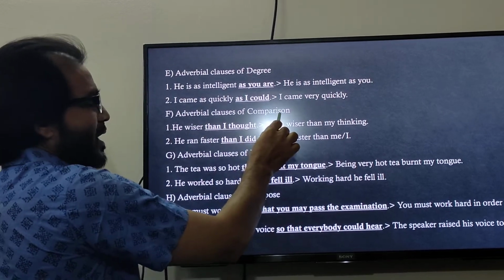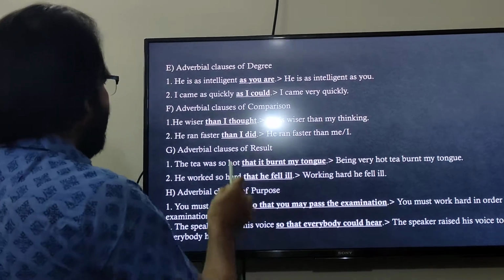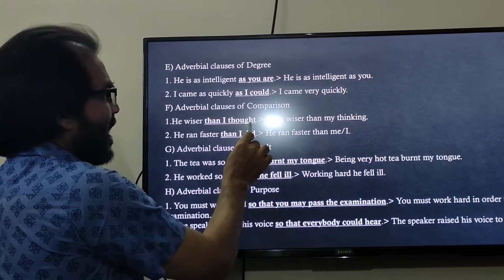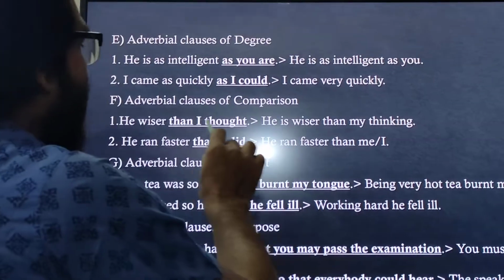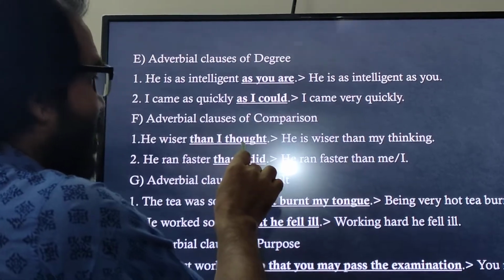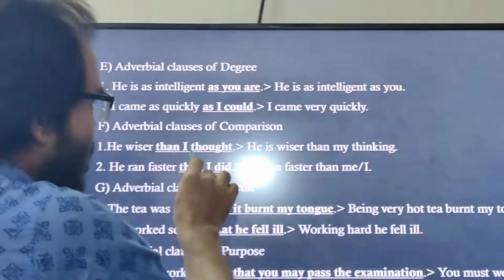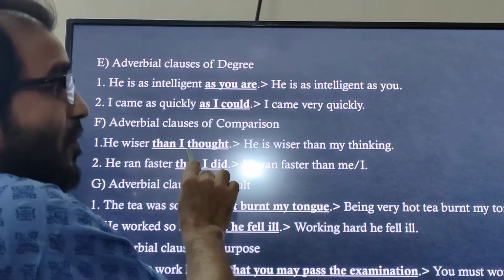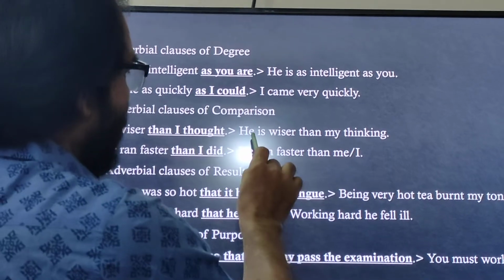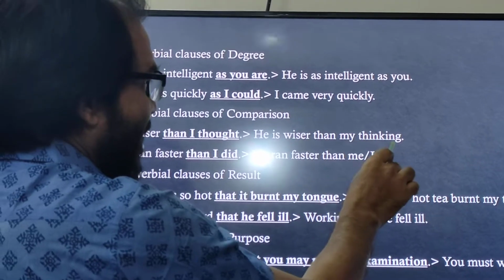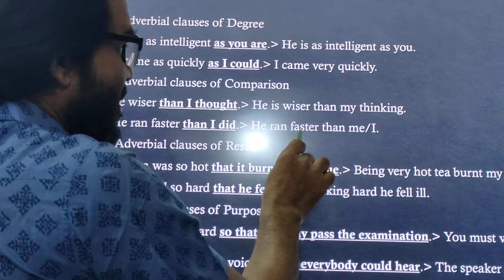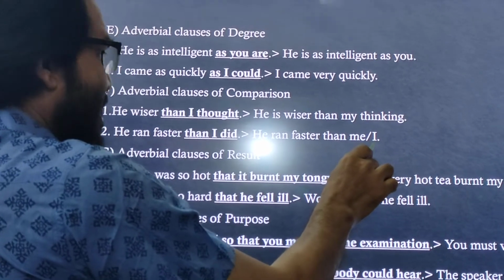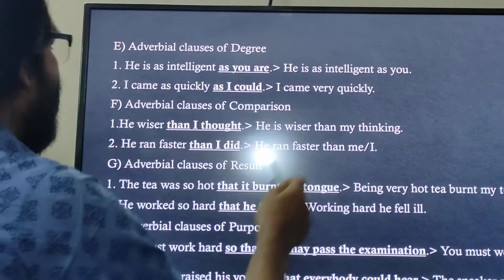Adverbial clause of comparison talks about comparison. Let us see. He is wiser than I thought. This is the adverbial clause of comparison. So if the comparison clause is changed into a comparison phrase, the sentence will change into simple: He is wiser than my thinking. He ran faster than I did. He ran faster than me, or than I. This is simple. This is a very beautiful technique.